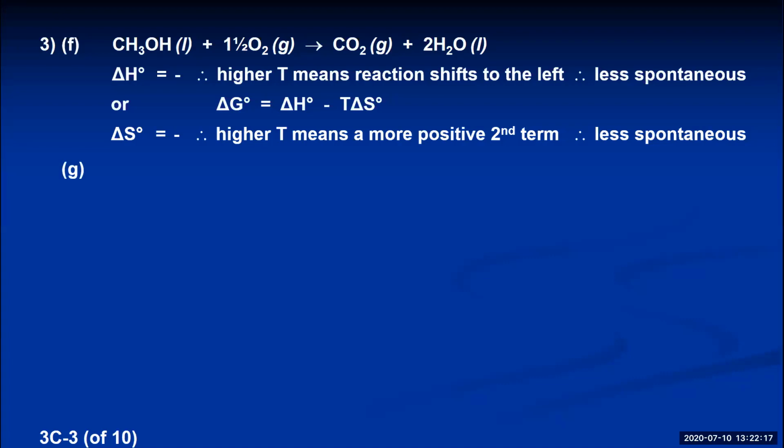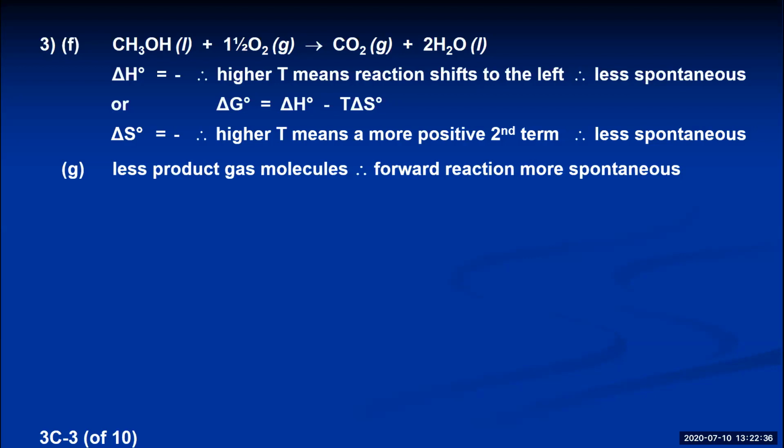What effect would an increase in pressure have on the spontaneity of the reaction? When you increase the pressure, we know from Le Chatelier's principle that the reaction will shift to whichever side of the equation has the lesser number of gas molecules. So in this particular case, we have 1.5 gas molecules on the left, we have 1 gas molecule on the right. So there's less gas on the right side, so that means the equilibrium will shift to the right, and if it shifts to the right, that means the forward reaction would be more spontaneous.